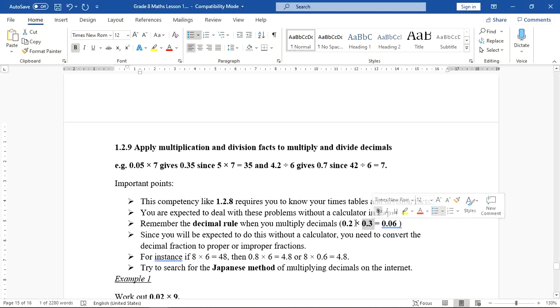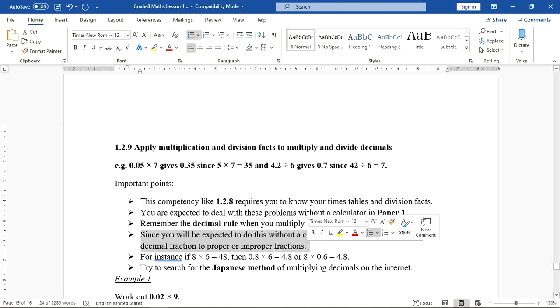So if you multiply 2 by 3, you get 6. Just divide the answer by 100, because 10 times 10 is 100. Okay. All right. So since you will be expected to do this without a calculator, you need to convert the decimal fraction to a proper or improper fraction. So this is a step I'm going to show you how to do without a calculator, if you don't want to think about what you did in grade 7 about the decimal rule.